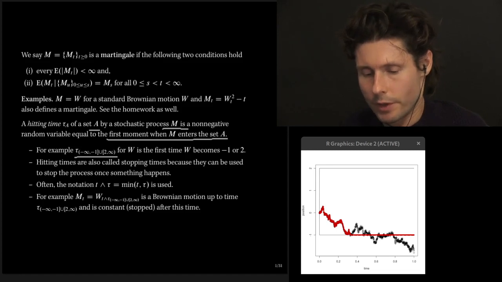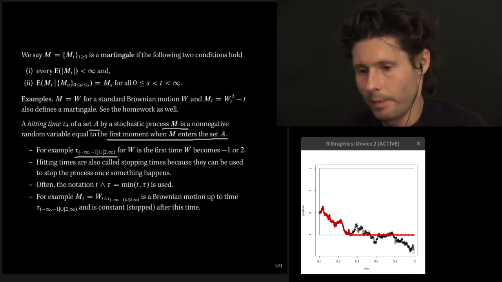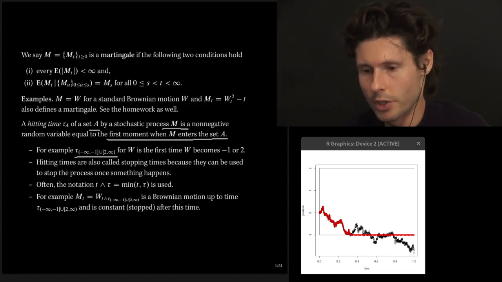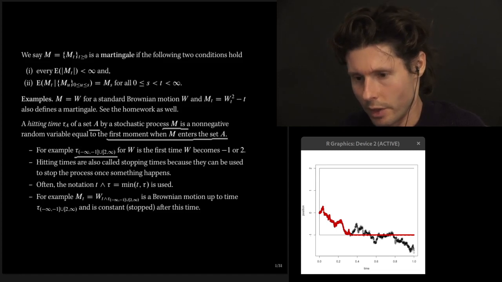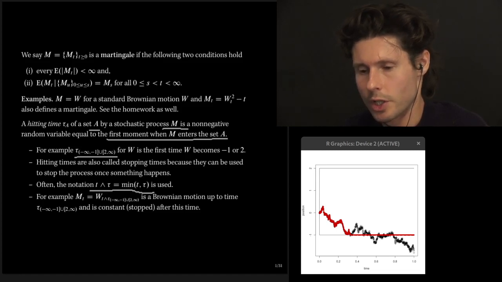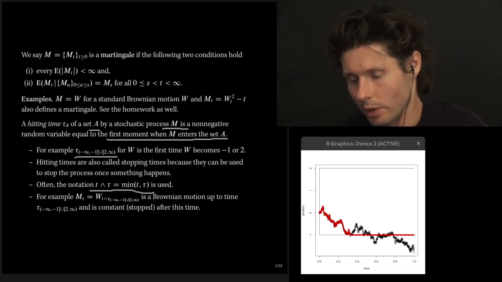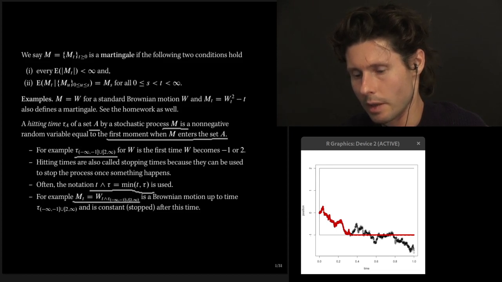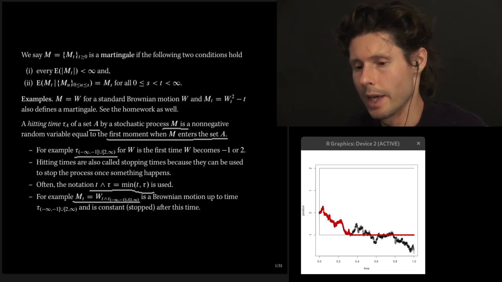So hitting times are often called stopping times. There's a lot to say here, but what I really want to introduce is this notion of a stopped process. First of all, there's a little bit of notation, which we've seen before. This is t wedge tau. Wedge just means take the minimum of two numbers. And now what we can do is define what's called a stopped process. In this example, M_t is going to be the same Brownian motion, but now I'm going to substitute a minimum with the hitting time right in there.